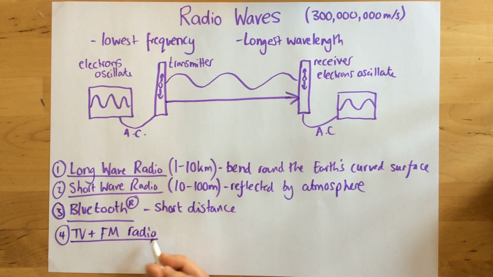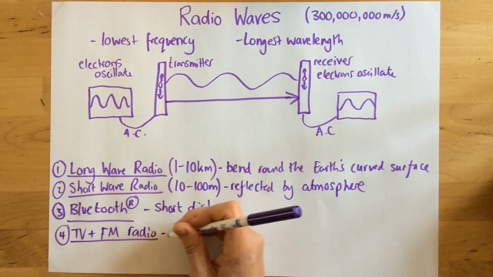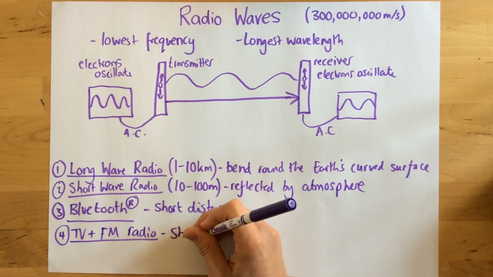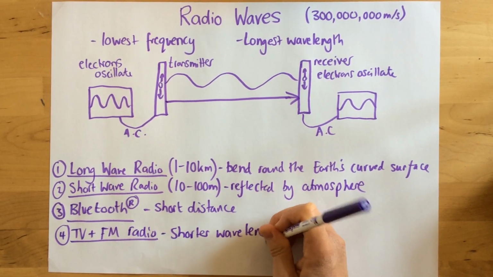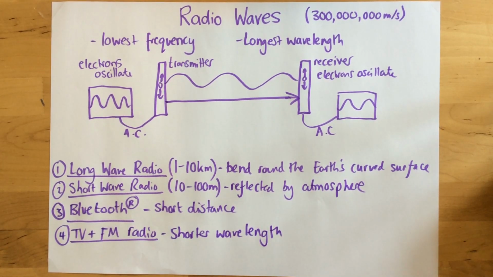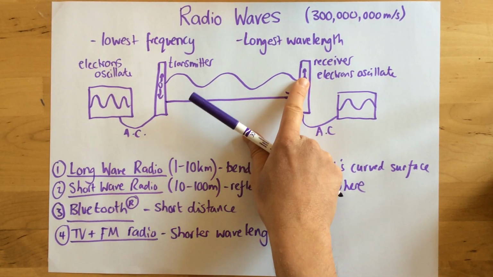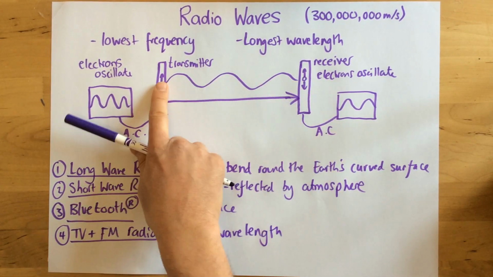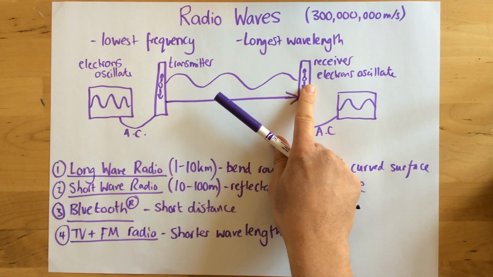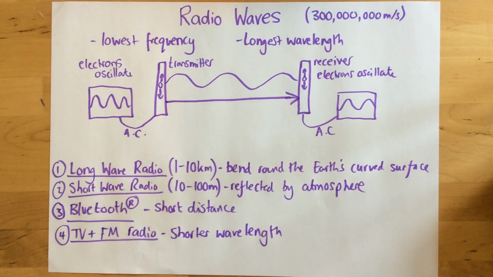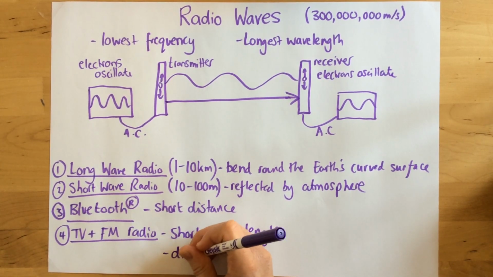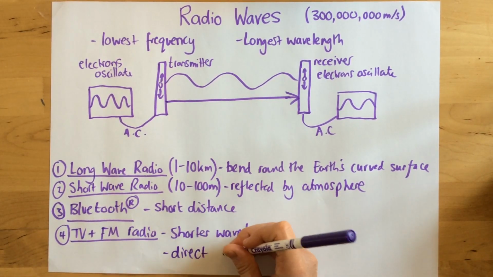So compared to some of these, for example, we're dealing with a much shorter wavelength. Now, with this TV and FM radio, basically to get reception, the receiver needs to be in direct sight of the transmitter because the signal doesn't bend or travel far through buildings. So the receiver needs to be in direct sight.